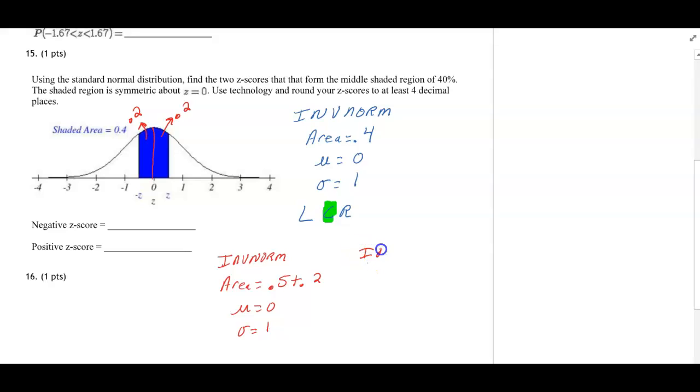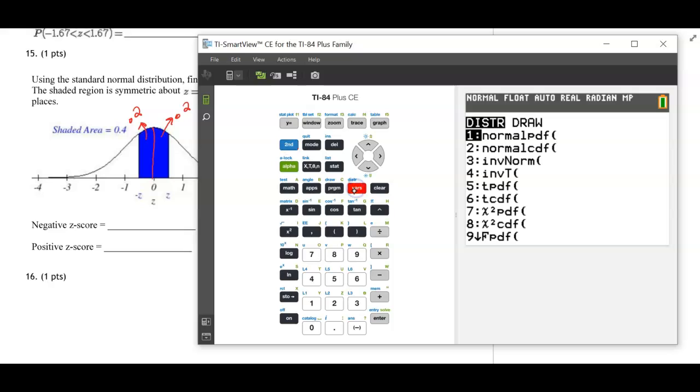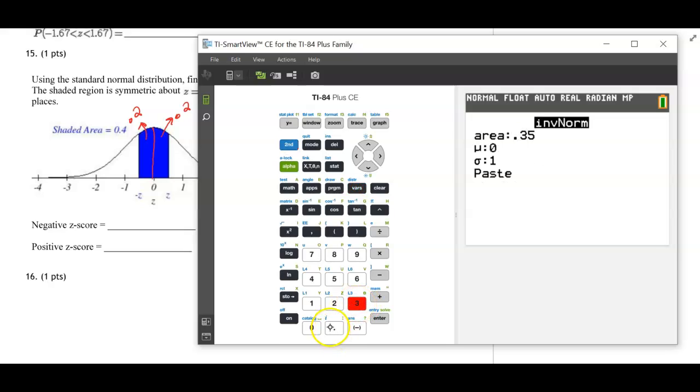You have to do a second problem, inverse norm. Your area would be 0.5 minus 0.2. Mean is 0. Standard deviation is 1. So on the calculator, inverse norm, 0.5 plus 0.2. And when you go down to paste, this positive z-score is 0.5244.